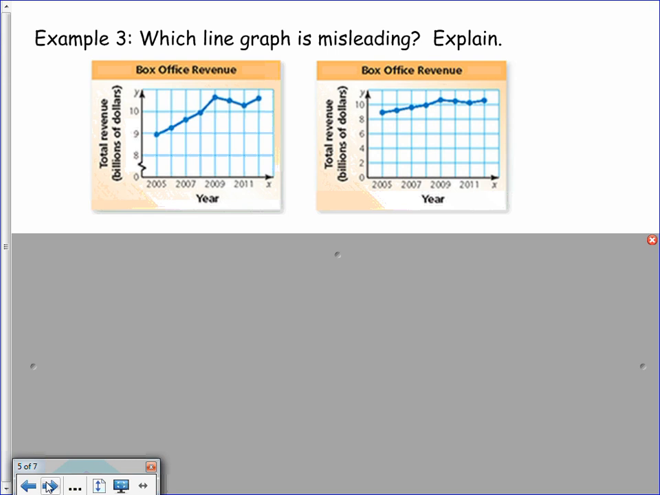But if we look at the scale of the billions of dollars, the left one has a break in the scale, and it first starts at 8. Okay. However, the right one doesn't have a break. It's totally straight the whole while, and it starts at 0 and goes up by $2 billion.